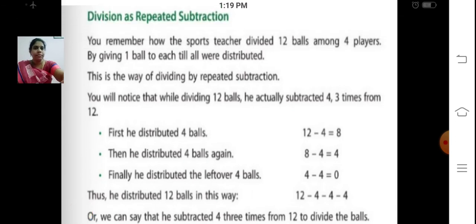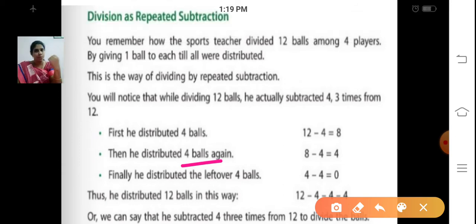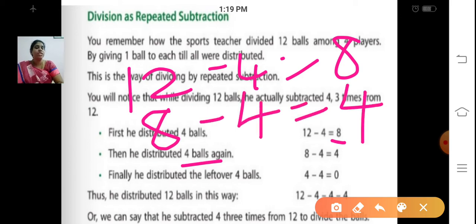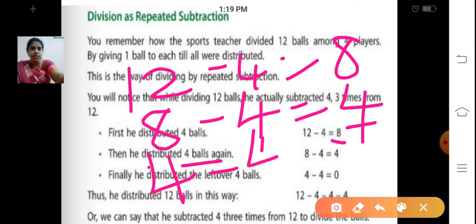Second step is, again he is giving 4 more balls, right? So from this 8, again he is distributing the balls equally, right? So 8 minus 4 is equal to 4. After that he was having 4 balls. Again he is distributing from this 4 balls. So 4 minus 4 is equal to 0. So you have to subtract till you get 0.